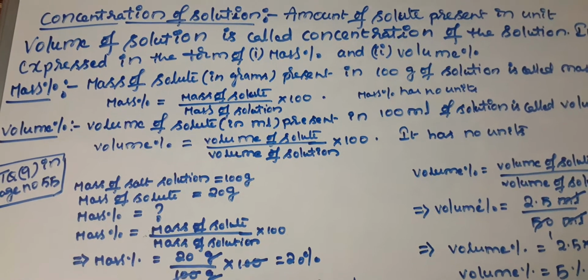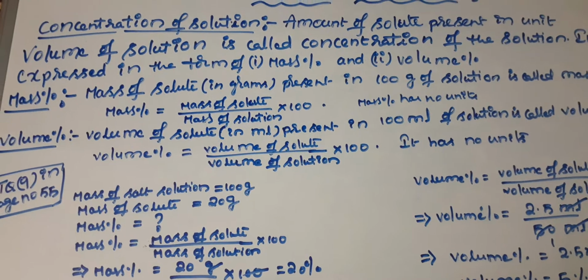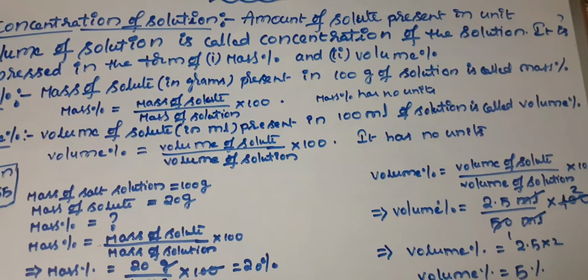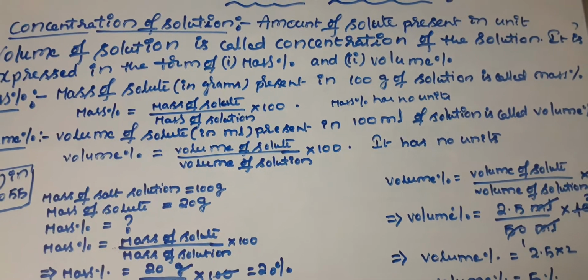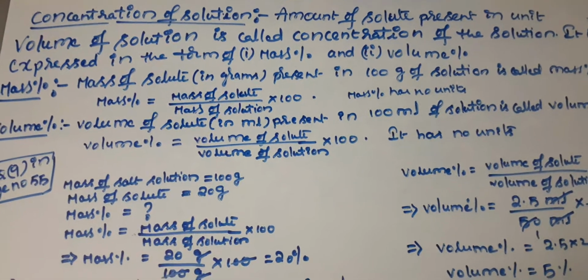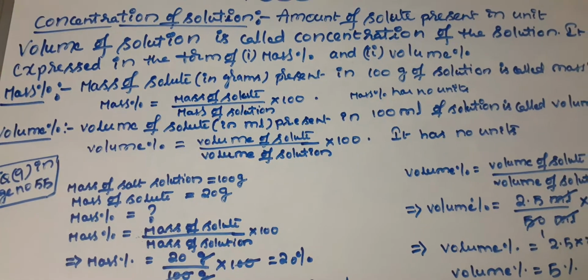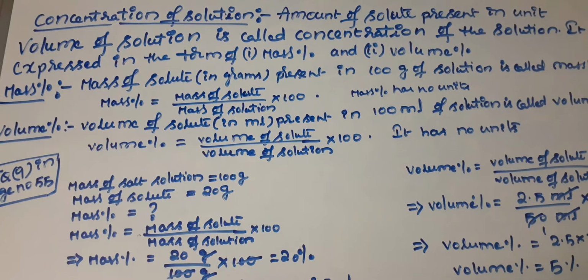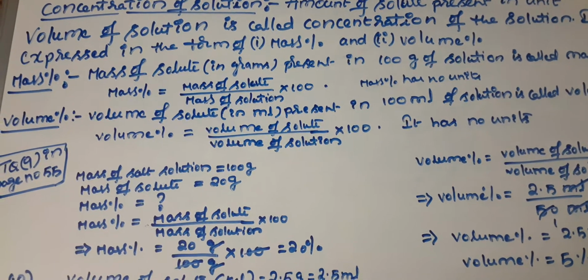So mass percentage of the solution, what is it? Mass of solute present in 100 grams of solution is called mass percentage. The formula of mass percentage, students: mass percentage is equal to mass of solute by mass of solution into 100.